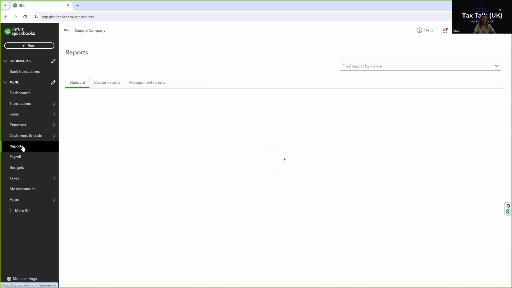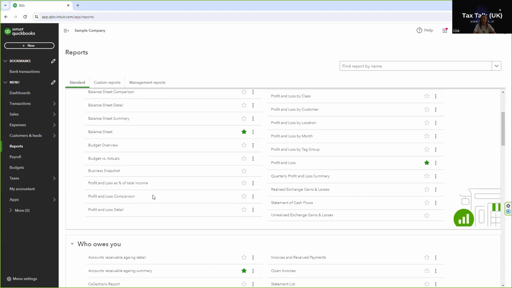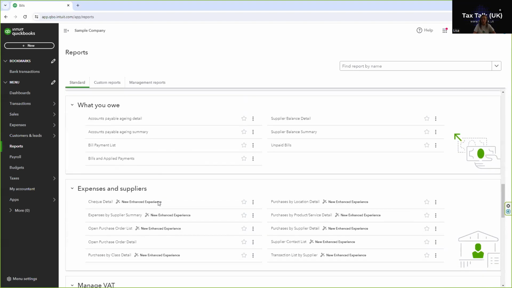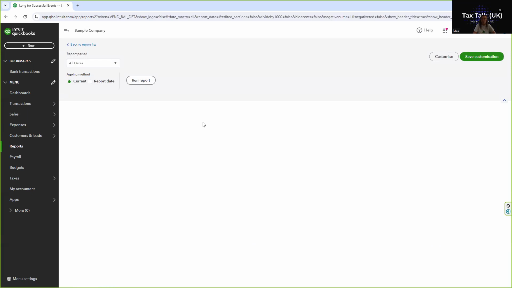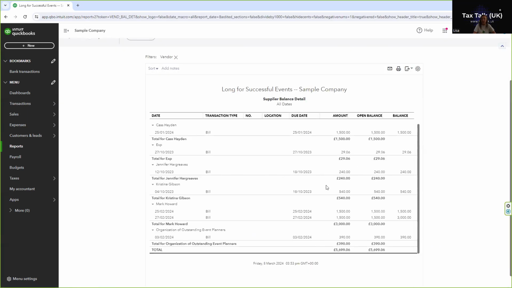And in the creditors on your balance sheet, you will see these outstanding. We can see this by going to the report section and scrolling down to what you owe. If we look at the detailed supplier balance and run that report, you can see here this is telling us the total for the creditors on the balance sheet, which is £5,699.06. And the report is showing us who we owe what to. As we know, keeping this up to date helps you to manage the finances of your business by seeing who you owe what to.